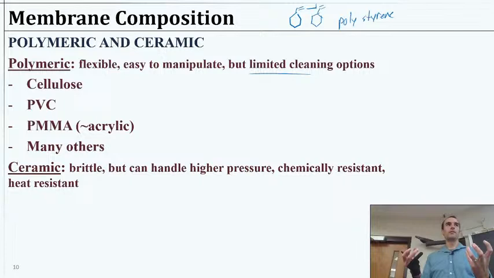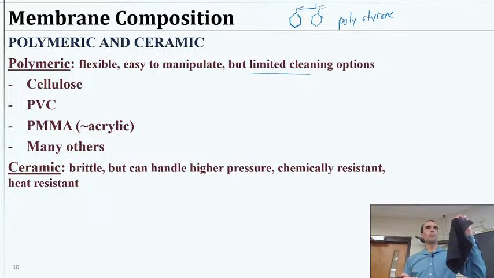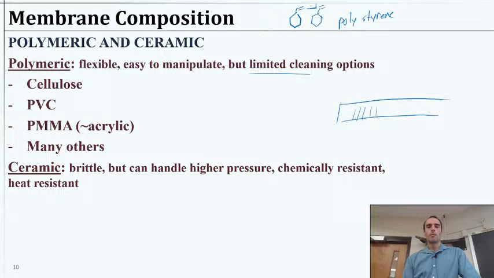If you put enough pressure on some sort of plastic, it's going to give and then it's going to just flatten. So if you normally wanted something that looked a little bit like this with pores going through and then really tiny pores right on the surface, if you put too much pressure on that and this thing's made of plastic, splat. So you can potentially get higher operating pressure for the ceramic.